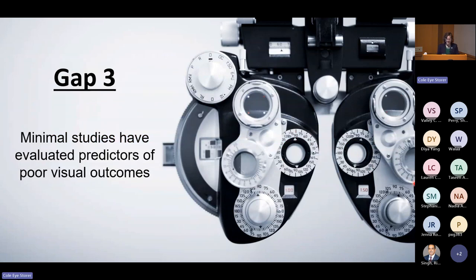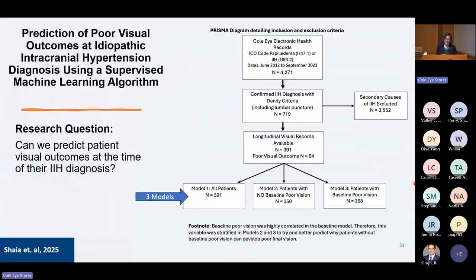And so going into our last gap here, this is where we're going to evaluate predictors of poor visual outcomes in IIH. So this led to our study entitled Prediction of Poor Visual Outcomes at Idiopathic Intracranial Hypertension Diagnosis using a supervised machine learning algorithm. But our true research question is, can we predict a patient's visual outcomes at the time of their IH diagnosis? And so to do this, we again used our handy dandy COLI electronic health record database.